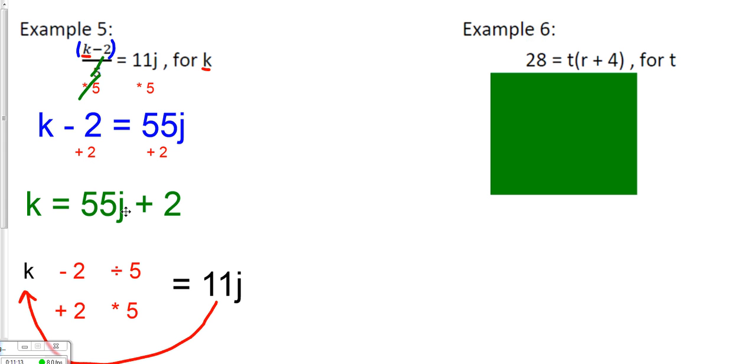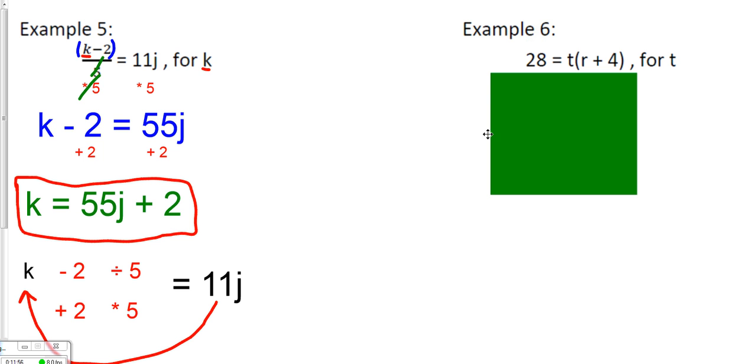This adding 2, notice it doesn't make this a 57j. 57j is all one term. When you add or subtract from both sides, it doesn't combine unless they can be combined. If we were adding 2j, then we could combine it. But this is a 55j, this is just 2 alone, so it creates a whole new term. Adding and subtracting will usually create new terms unless they're the same term. So unless this was a 2j, then it would make it a 57j, but because it's just 2 as a constant, it creates a new term. And we now have our answer. k alone is this 55j plus 2.